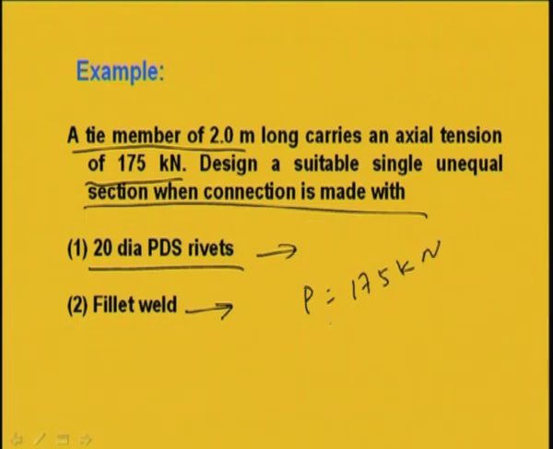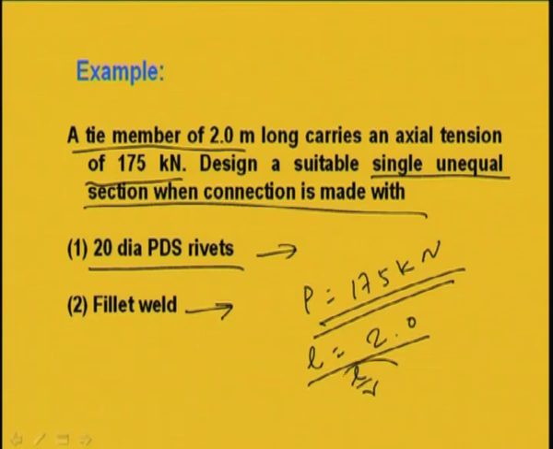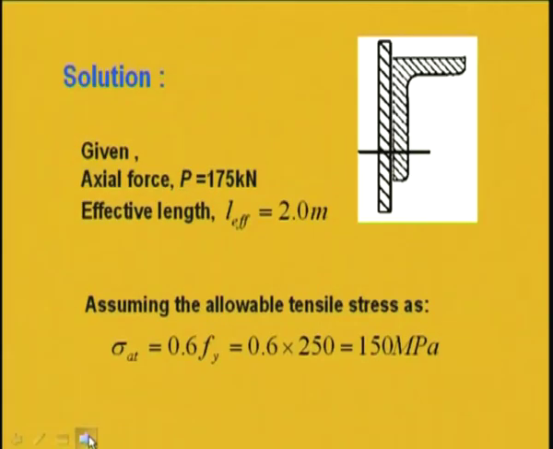So, load is given here, 175 kilonewton. So, this much load has to be carried by the angle, and the section has been told that this is a single unequal section. Another thing is length is 2 meter. Why is it required? Because we have to find out the L by R ratio, which should be less than or equal to 350 or 200 as per the codal provision, right. So, let us see how to go step by step to find out the design section. So, now we know P is given, which is 175 kilonewton. Effective length is given. These are the two things which have been given.